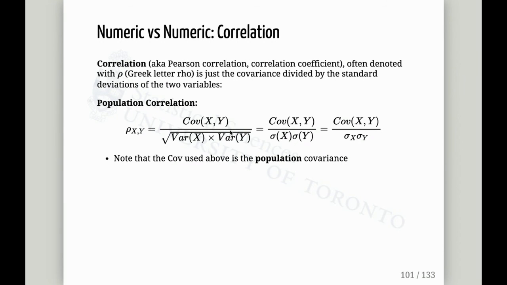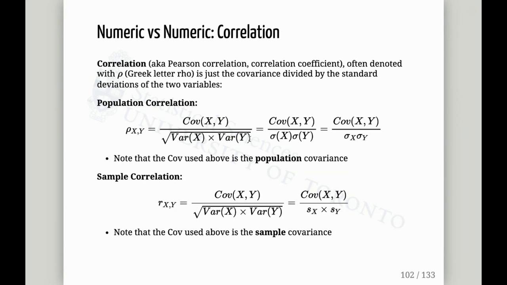Notice that up here, everything that we use, the covariance and the variance, are the population values. So this is population covariance, and this is population variance. For a sample correlation, if we don't have the full population data, we do the best we can. It's the same formula, but now you take the sample covariance and divide by the sample standard deviation and the other sample standard deviation.